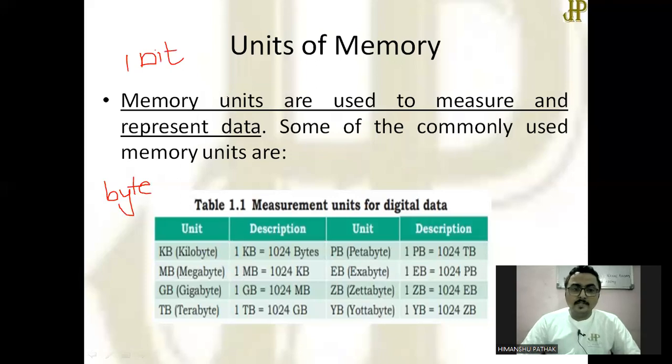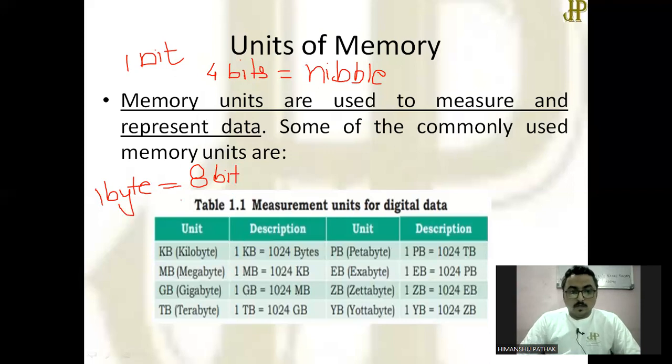And a combination of 4 bits is known as a nibble. 1 nibble. But for ASCII characterization, to represent one character, we need 8 bits of data. And thus, 1 byte is equivalent to 8 bits. This is the basic knowledge.